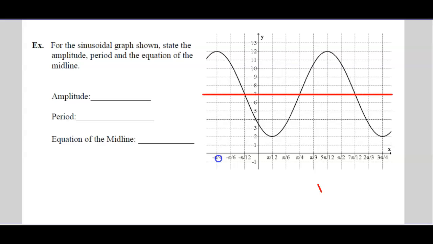Sometimes you can tell really easily where it is. So I draw a line across. That's your midline. So my equation of the midline is y equals 7. If we ask you for the equation and you just say 7, you get it wrong. 7 is not an equation. Okay, so look for that word.